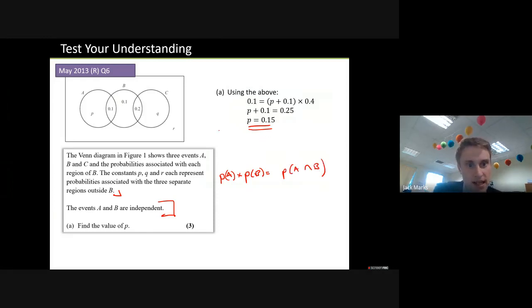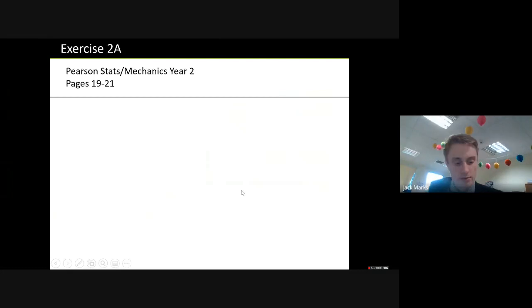And where does that take us? Well, look, that bit there is A intersection B. So that's 0.1. Probability of B, so anything inside the B set here, so that's 0.4. And can we use that to find the probability of A? That's essentially what we're doing. So we can find the probability of A by going backwards. And then once we've found this probability of A, take off the 0.1, and that will leave you with just the value of P. So that's what's going on over there. And that takes you up to exercise 2A.